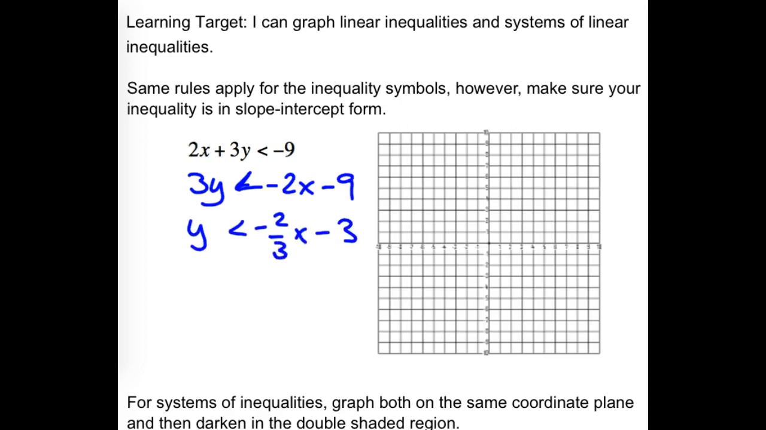Dividing this by 3, we get negative 3. So it's in our slope-intercept form, which means we're going to start here at negative 3. That's my y-intercept, so I'm going to put a dot here at negative 3 on the y-axis. And then this is my slope. So I'm going to go down 2 and right 3. Down 2, right 3. I could also go up 2 and left 3. Up 2, left 3.